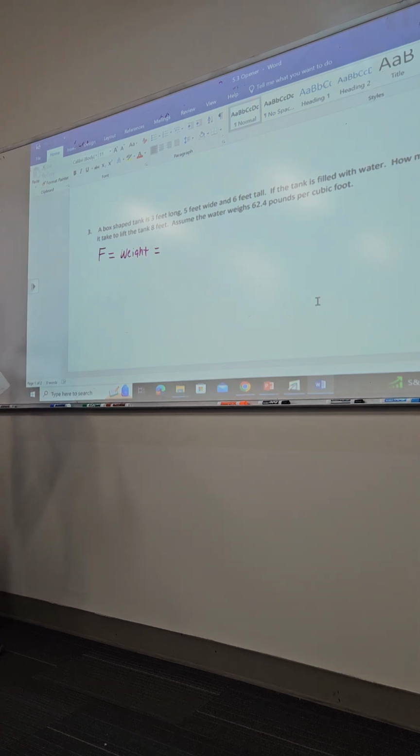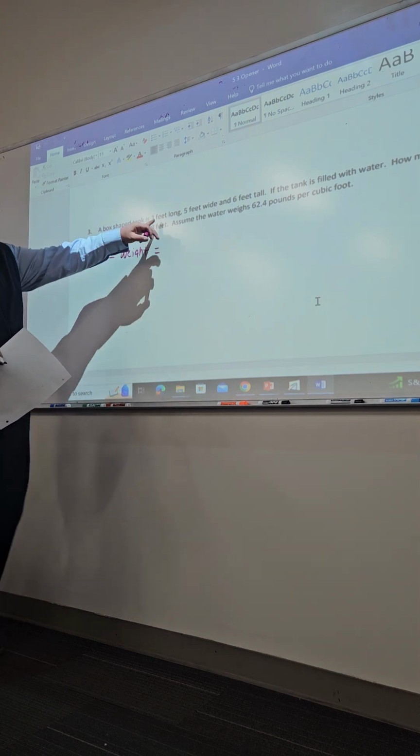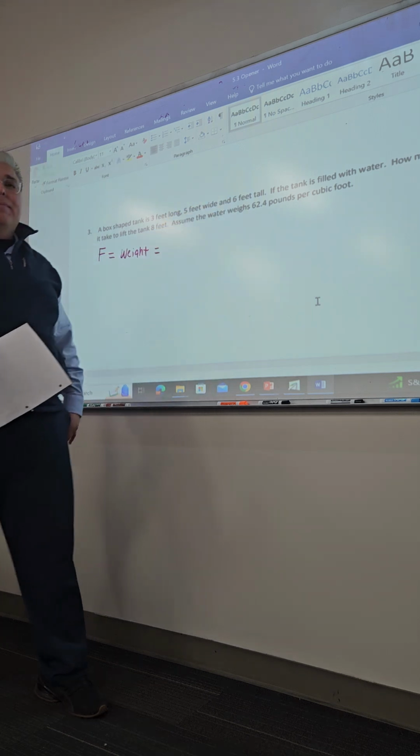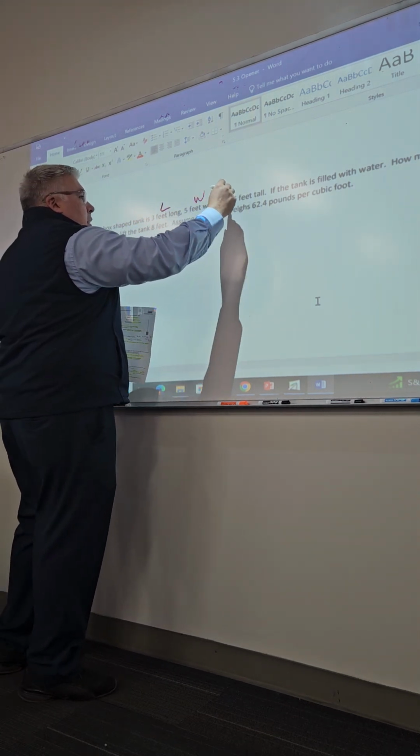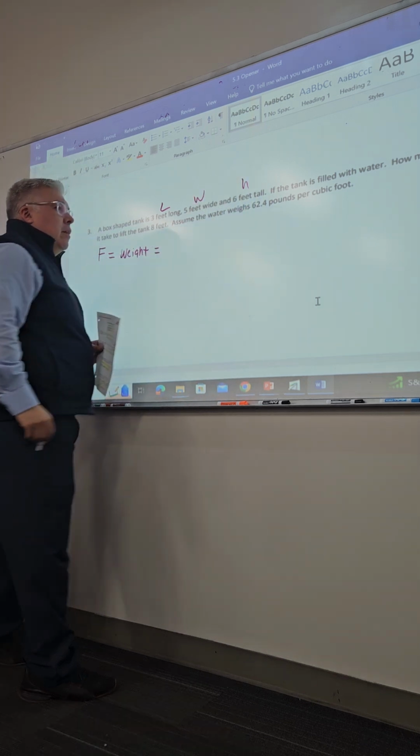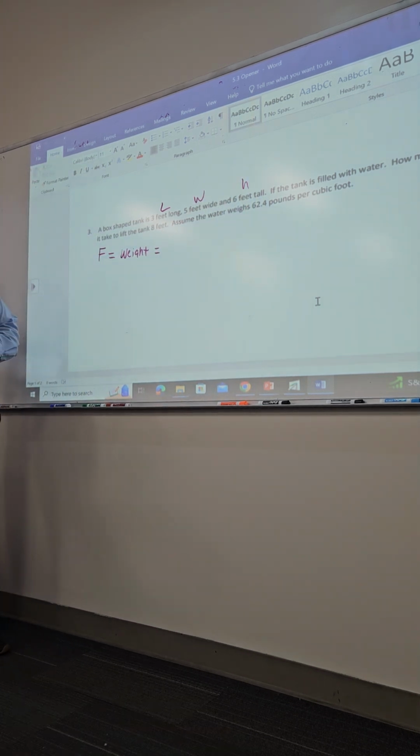Here we go. A box-shaped tank is 3 feet long, 5 feet wide, and 6 feet tall. Right? So length, width, and what? Height. Okay? That's how you find volume, by the way, of a box. Length times width times height, right?